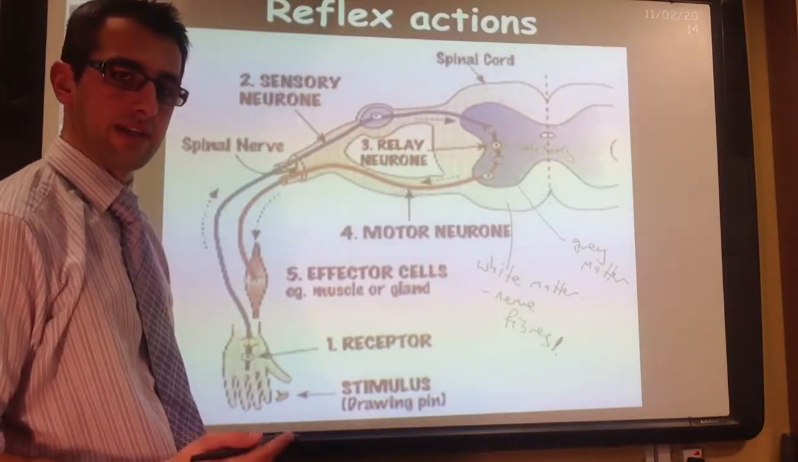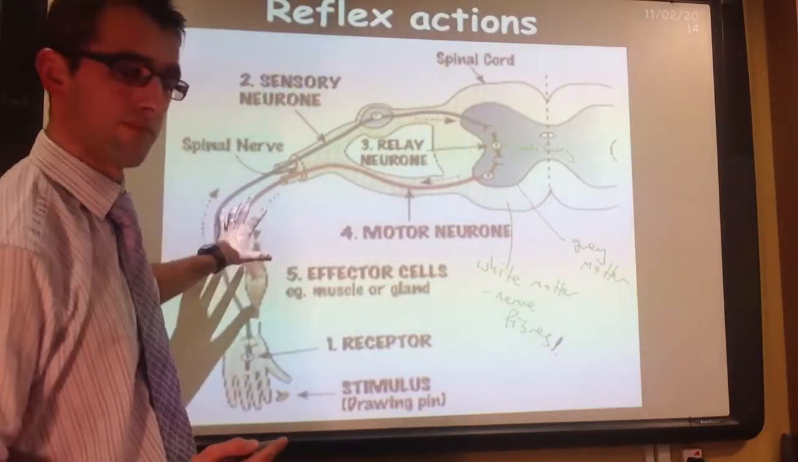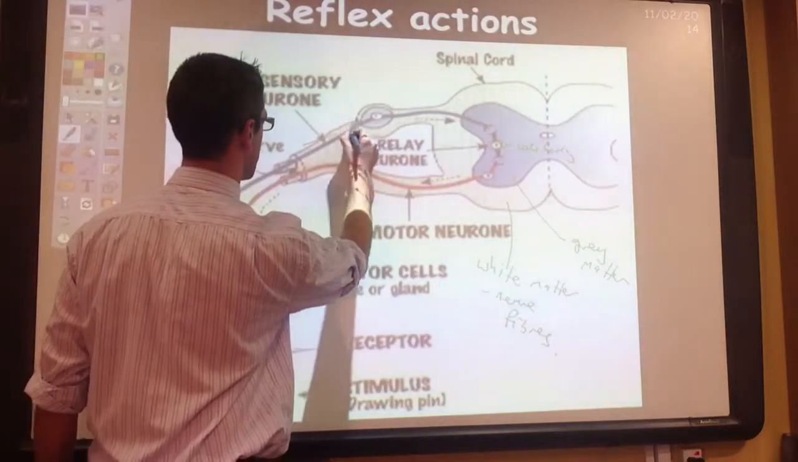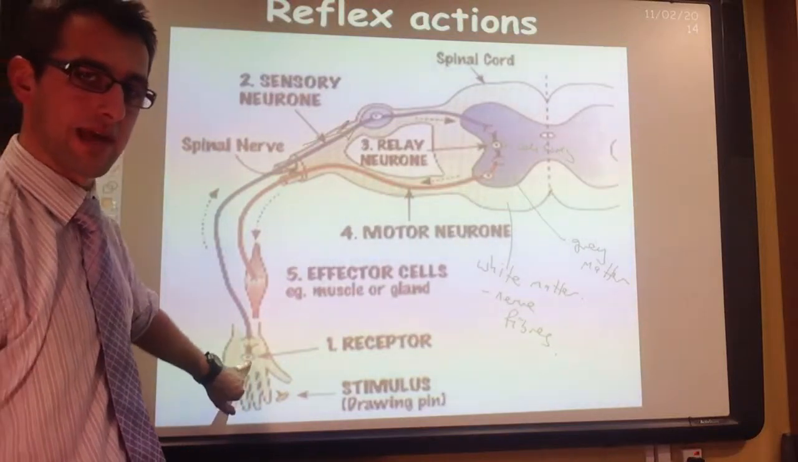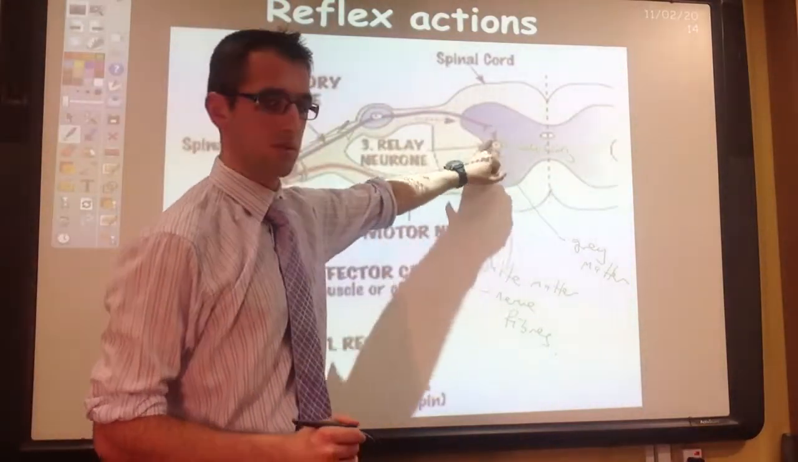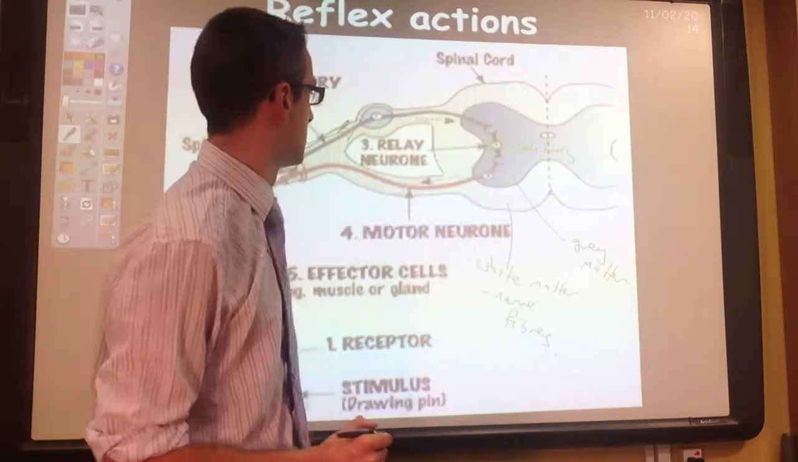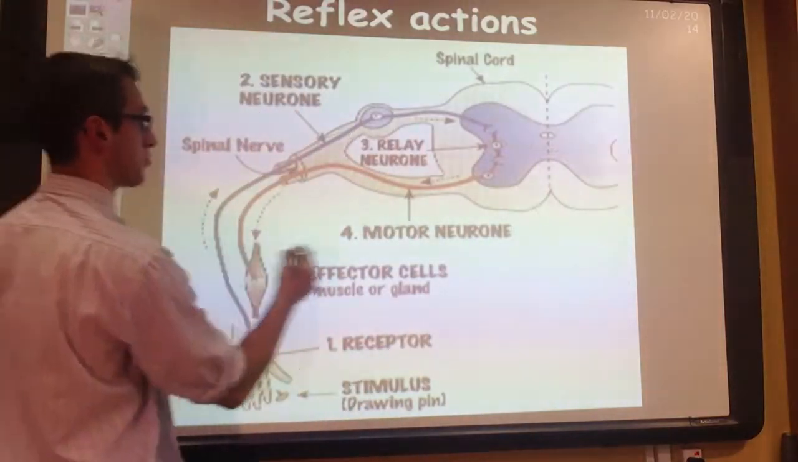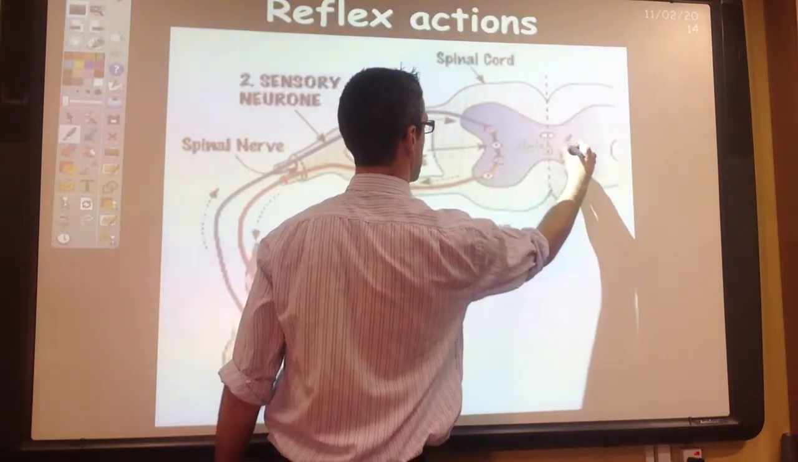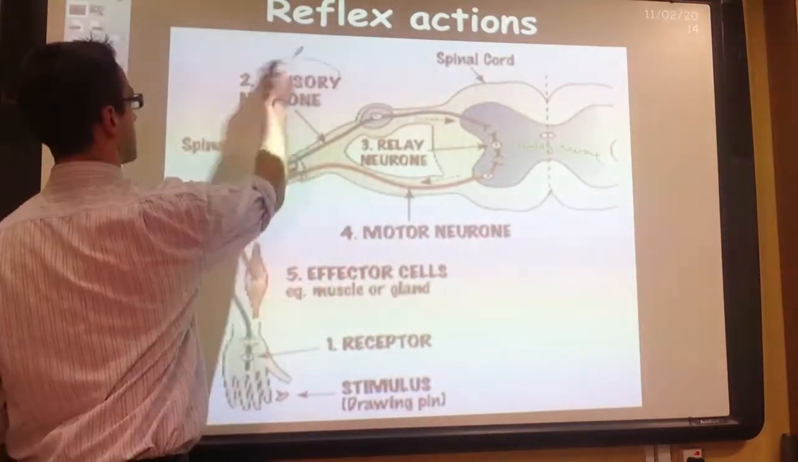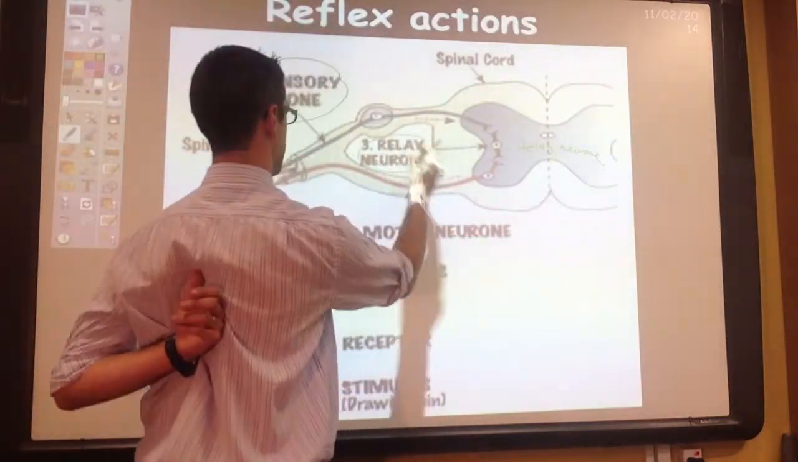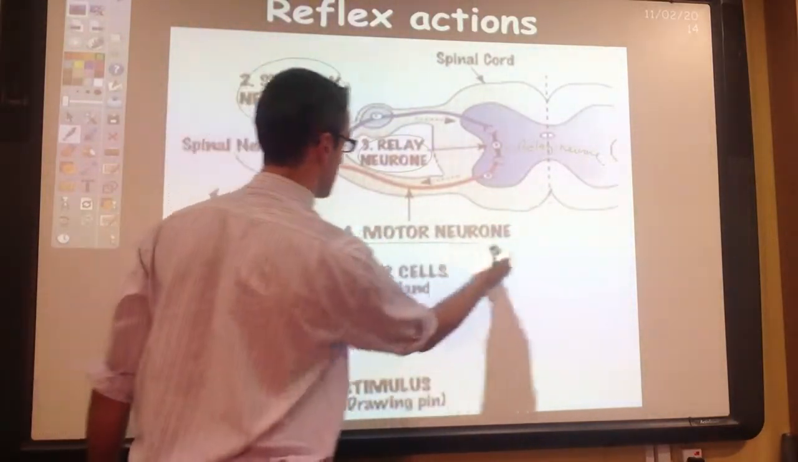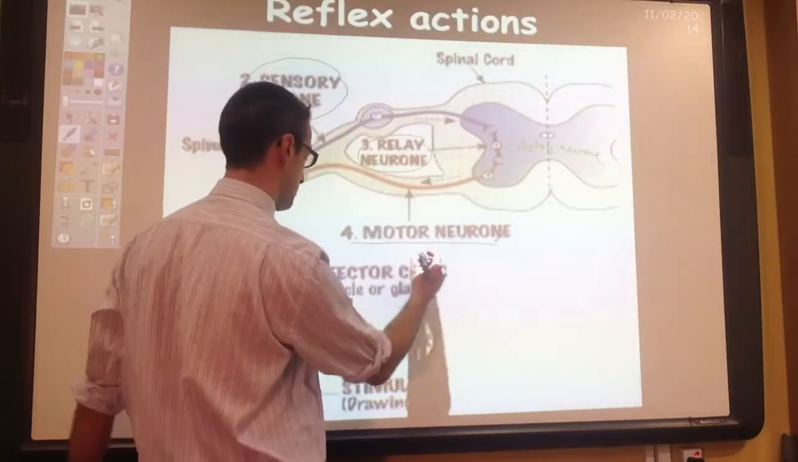As we've looked at the pathway already of the reflex, the same principle applies here. A sensory neuron carries the impulse from the receptor in the hand all the way up into the spinal cord as part of the central nervous system. From there, it joins onto a very short neuron, which was, as you'll recall, the relay neuron. So here is your sensory neuron, here is your relay neuron. Still within the central nervous system, it connects onto the motor neuron.